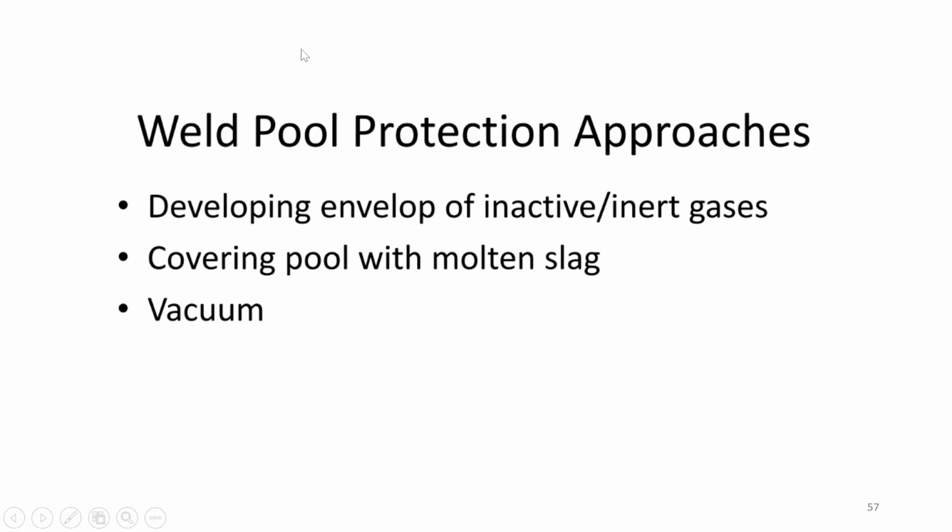Weld pool protection approaches. Firstly, developing an envelope of inactive or inert gases. Argon and other inert gases, helium, argon, can be used for the protection of this weld pool. Another is covering the pool with molten slag. Slag can also provide protection from atmospheric gases, or vacuum can also be used.